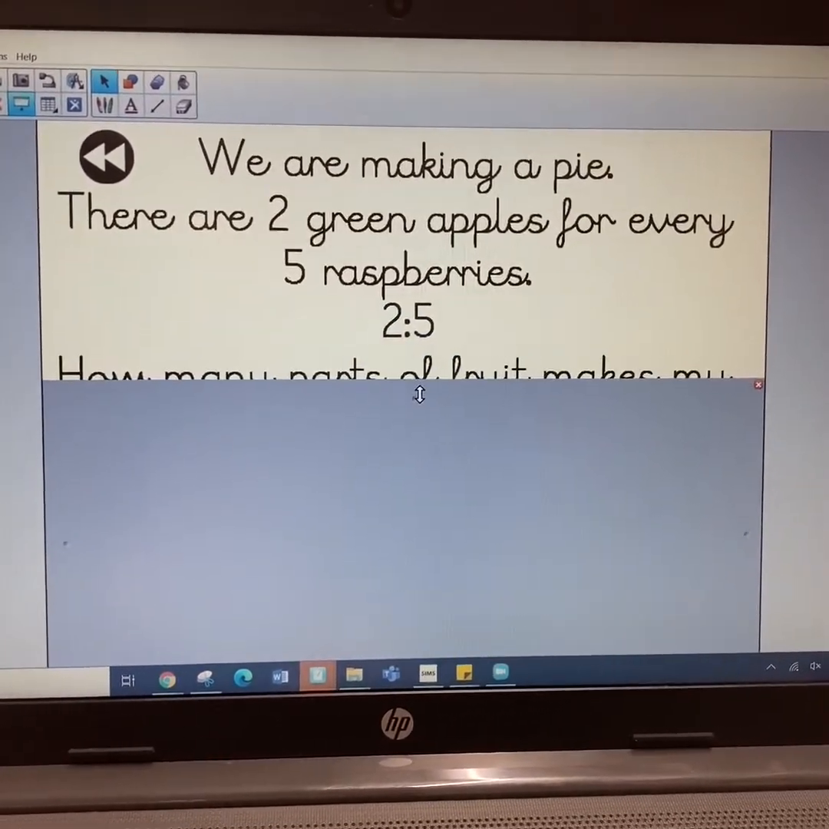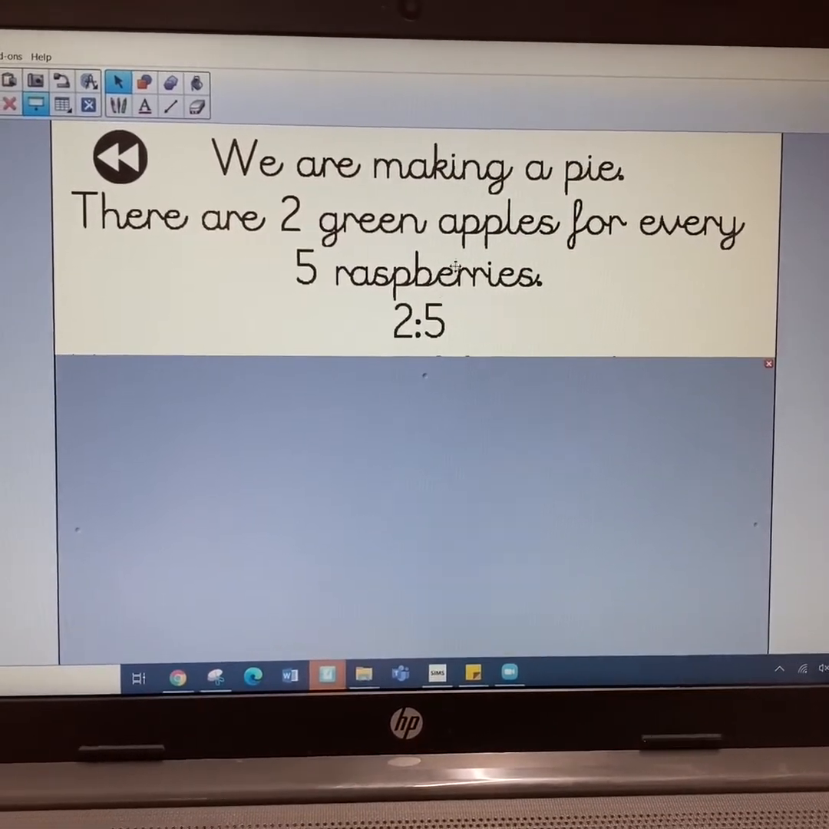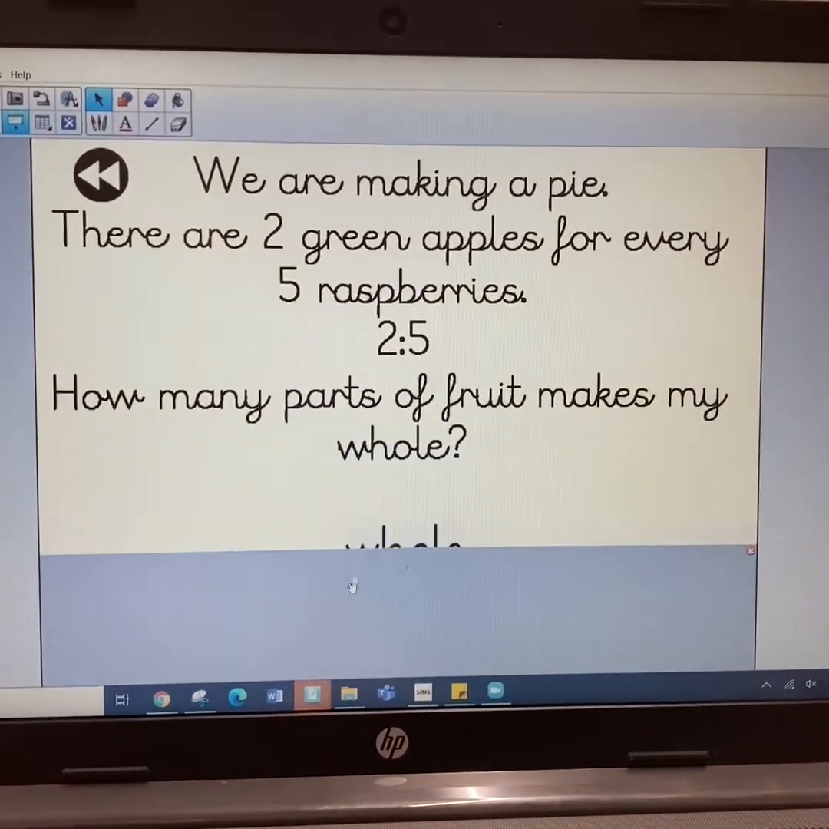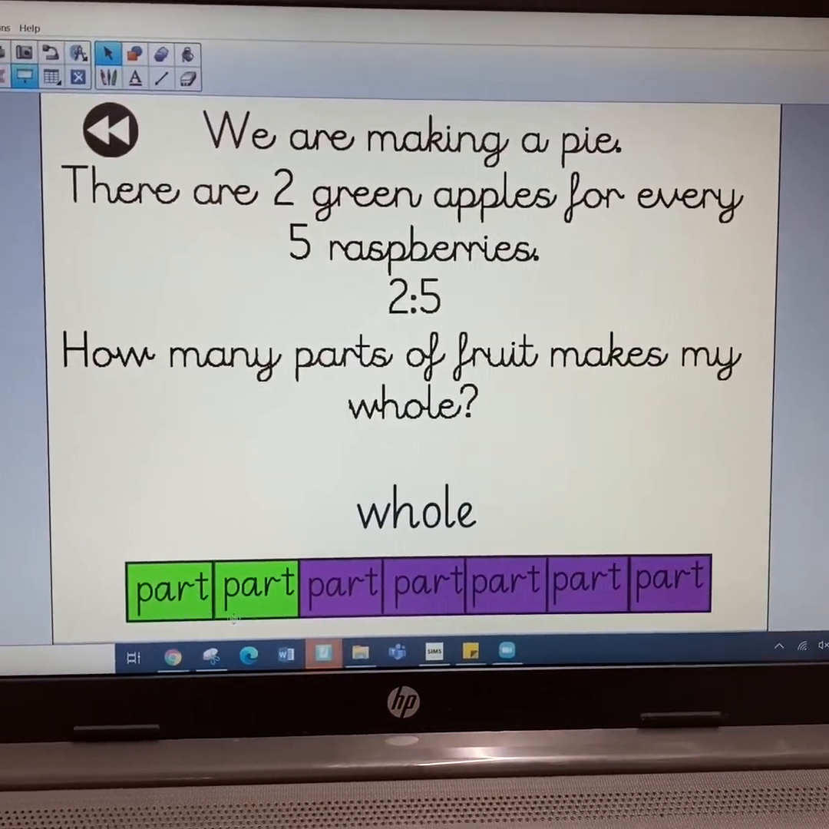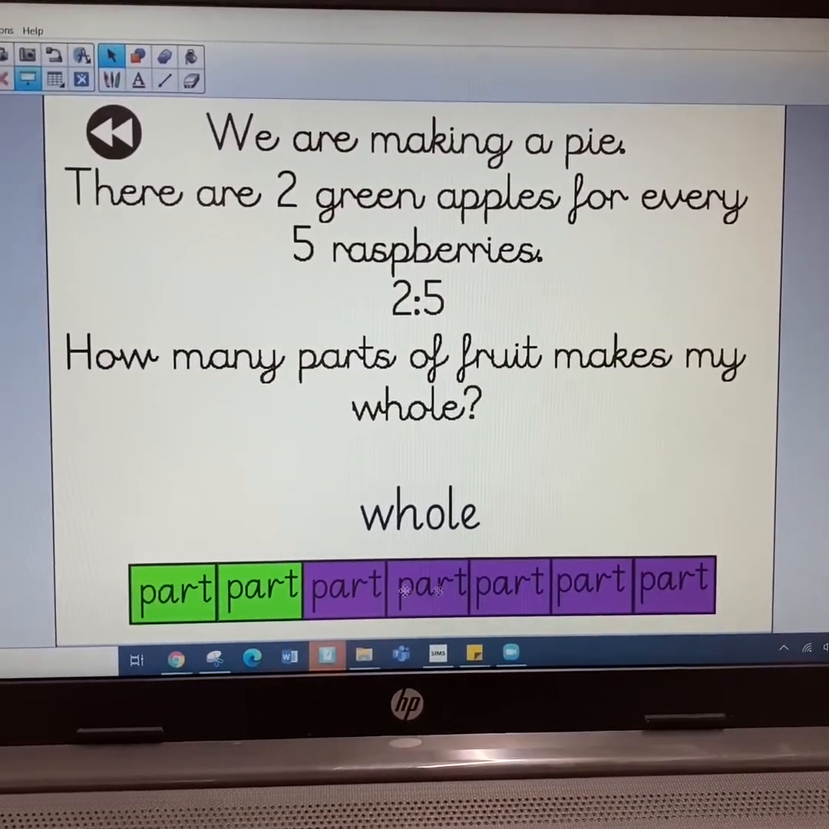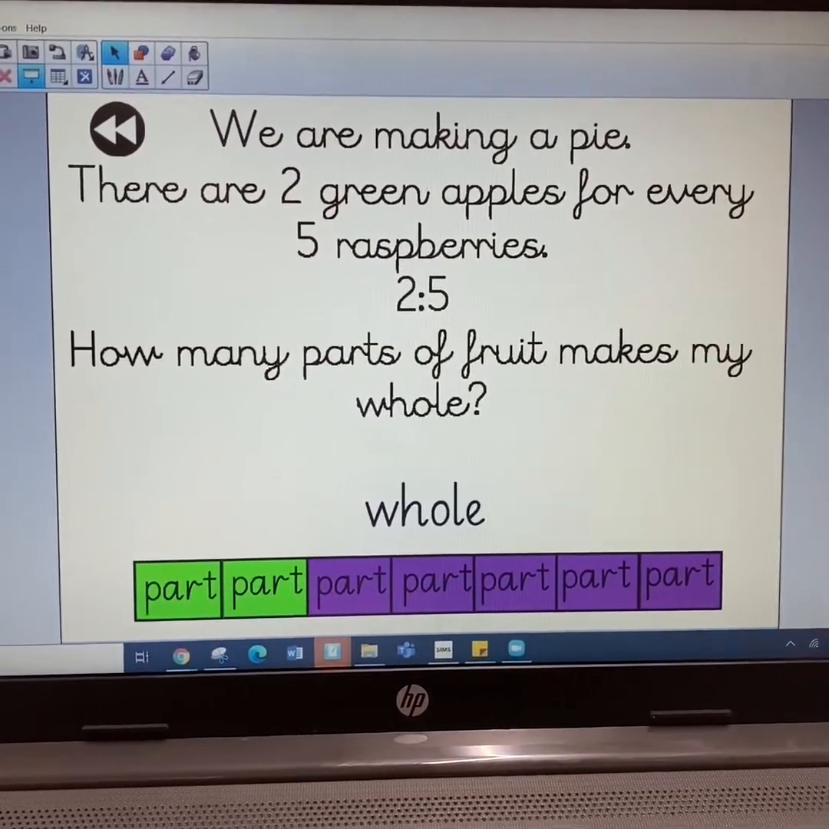Right, let's have a look then. So it would be 2 to 5. So we'd have A for apples, R for raspberries, 2 to 5. How many parts of fruit make my whole? Well, there's my 2 parts apple. There's my 5 parts raspberry. So if I add them all together, I would have 7 parts making the whole.